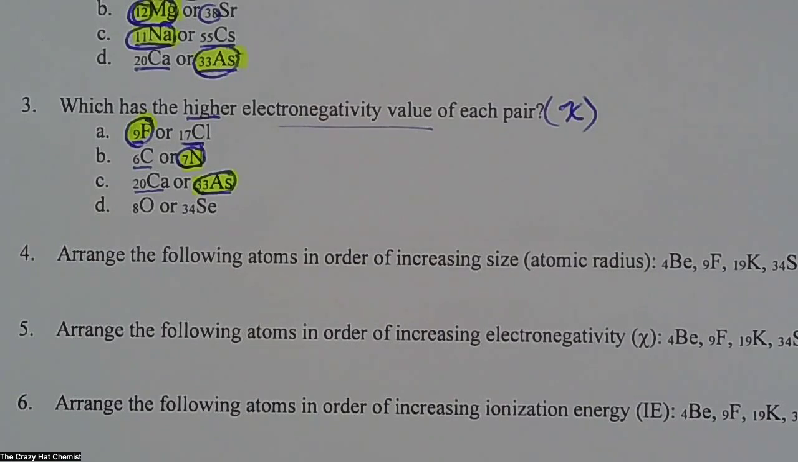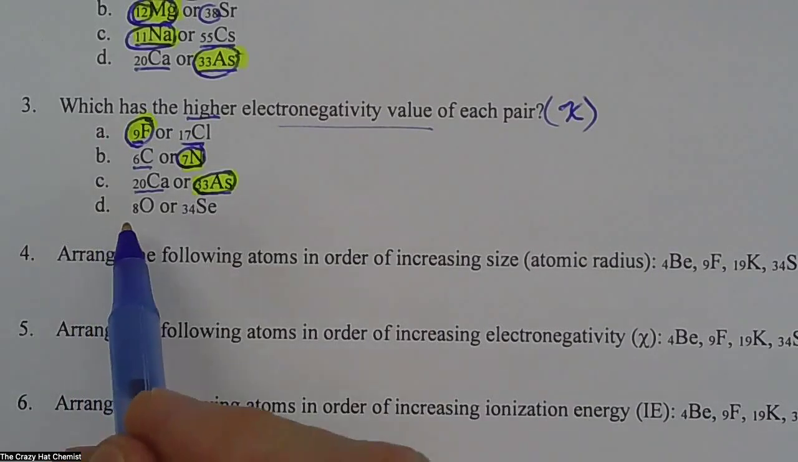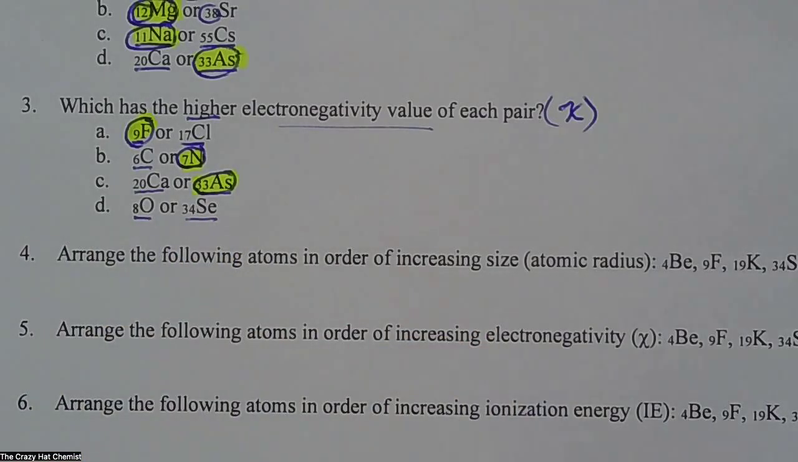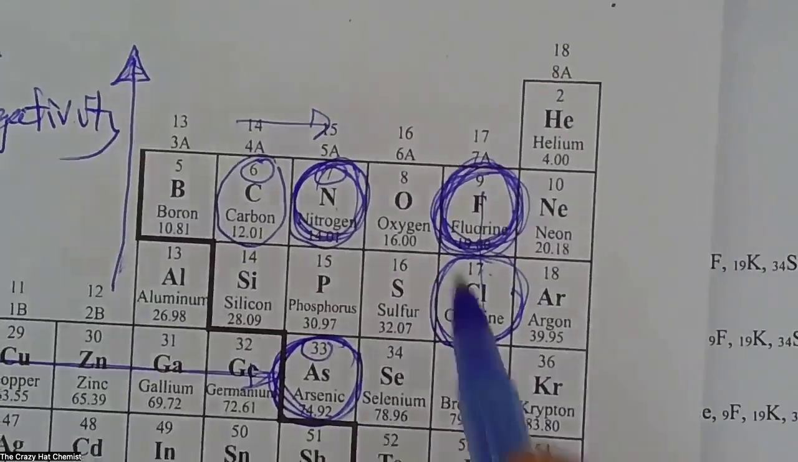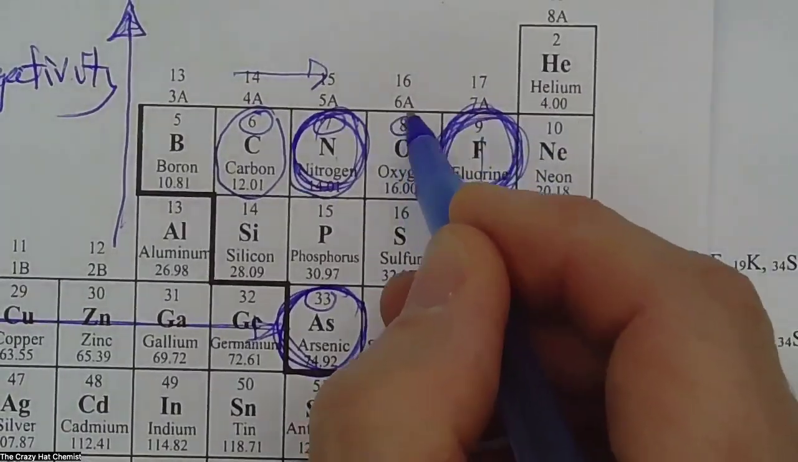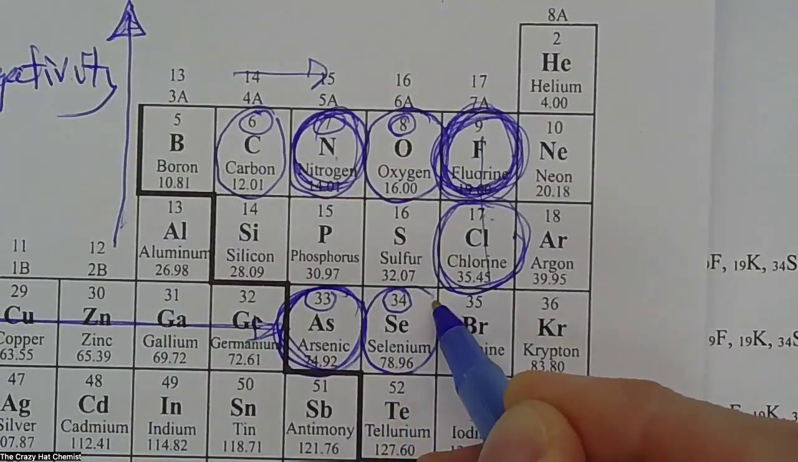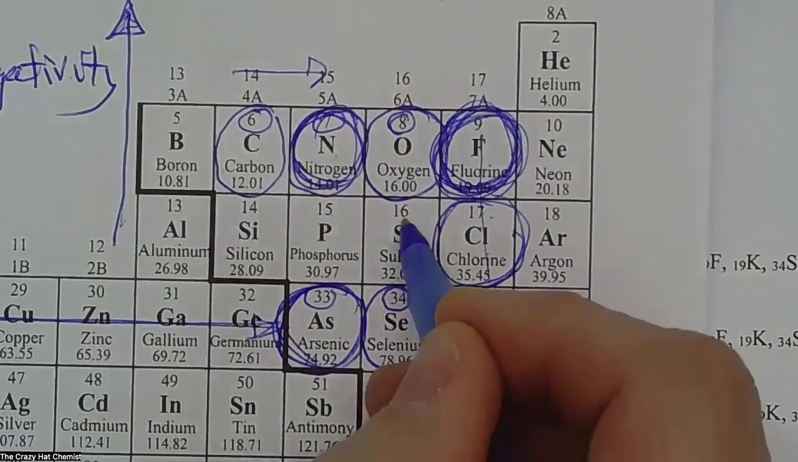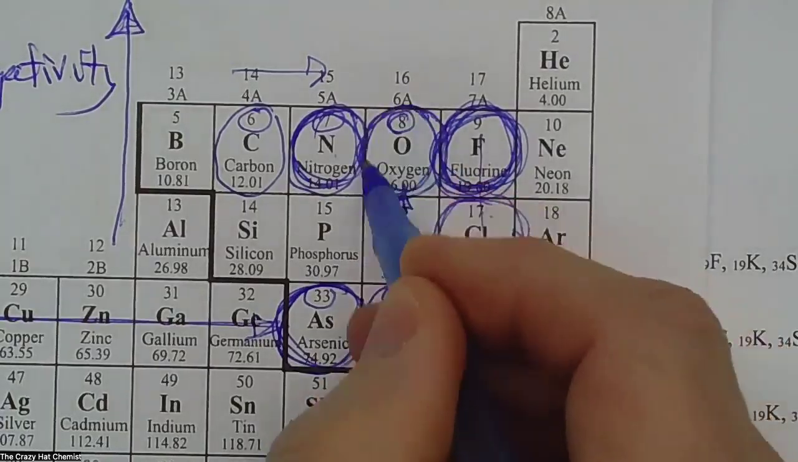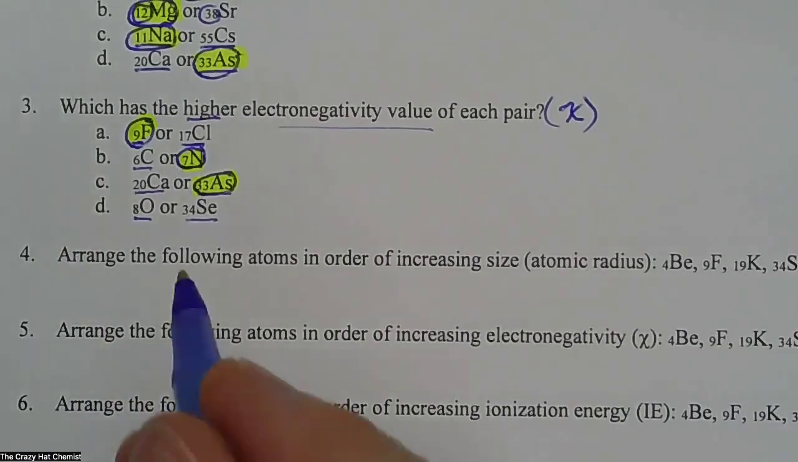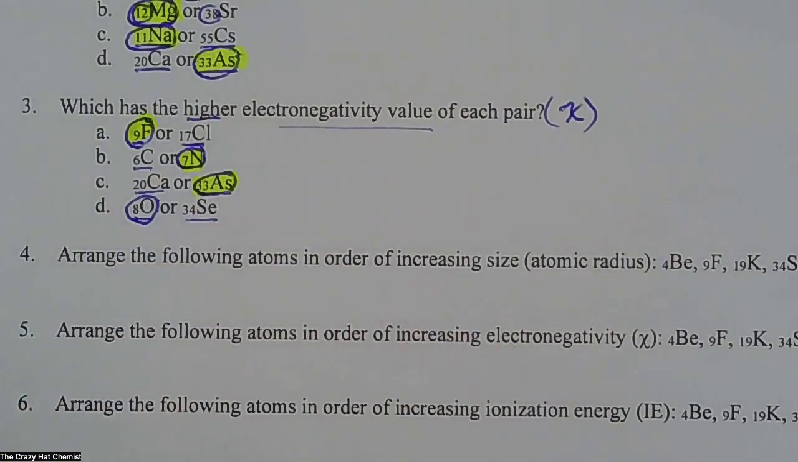All right. The next one is between element 8, that's oxygen, and element 34, that's selenium. So we're going to find oxygen, element 8 right here, and element 34, selenium. The value of electronegativity increases as you go up. So oxygen is going to have the higher electronegativity of the two, since it's higher up. All right, fantastic. Hopefully that worked well for you.